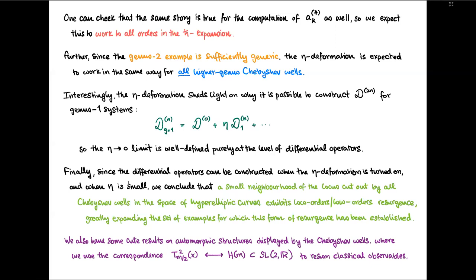It's interesting that when we introduce this notion of an eta deformation, it sheds light on why it's possible to construct the differential operators for the genus 1 system. If you take a generic genus 1 system and introduce your eta deformation, you will find that there is no 1/eta piece for the genus 1 case. And so the eta goes to zero limit is well defined, and you just have this guy, and it's well defined purely at the level of the differential operators.